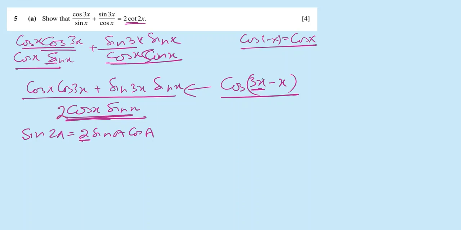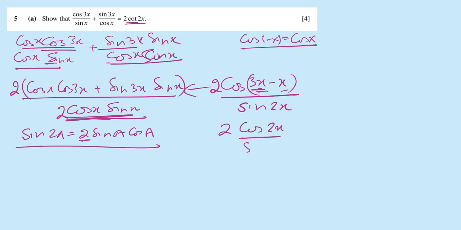So let's put a 2 here. That means we'll have to put 2 in front of this whole thing, and that's why this will be 2 here. And this becomes sine 2x at the bottom because of this identity. So now we are left with 2, and this is 3x minus x, which will be 2x. So 2 cos 2x over sine 2x, and we know that cos over sine is cot, which is the RHS.